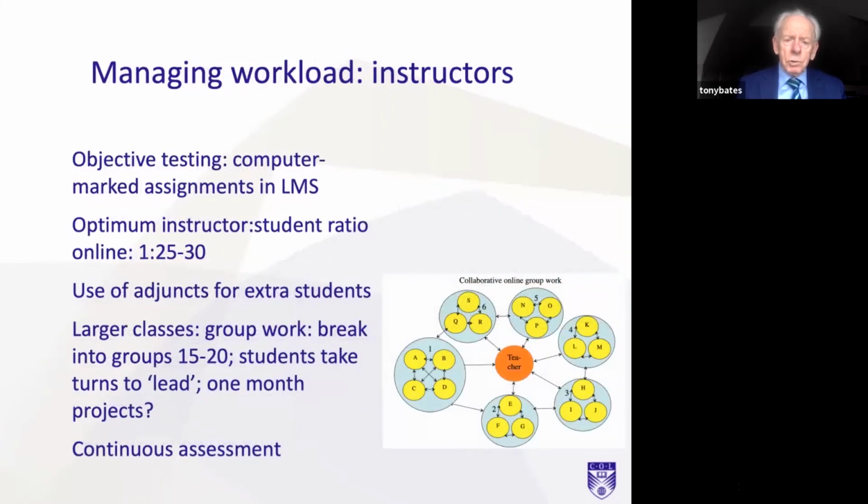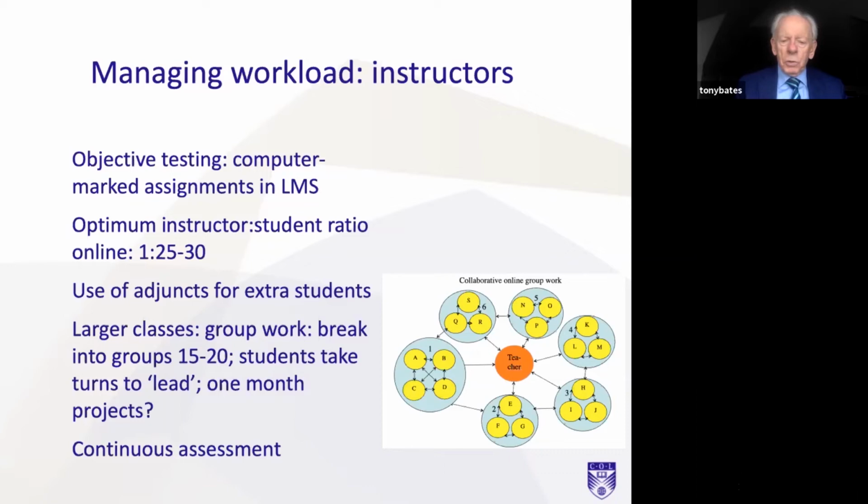And you have to manage your workload as well. There are various ways to manage your workload. One of the things you can do online is objective testing. If you want to test students on their understanding or their memory, then you can use computer marked assignments. You can set those up in a learning management system. It instructs you on how to do this, and you can choose the questions, and it will randomly spin the questions so that students get different questions at different times.